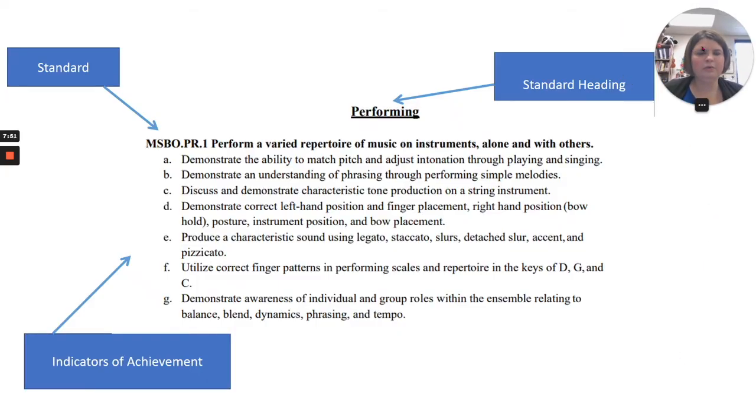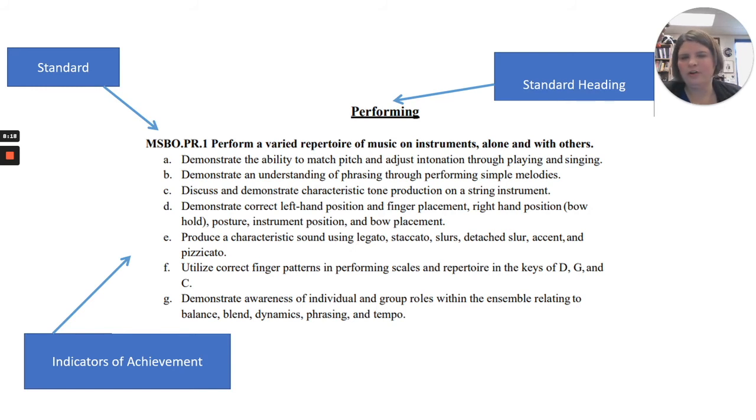So then also we're going to look in a little more detail at the actual standards. You can see the standard heading. This is the performing standard for middle school. You can see it says performing, and then the actual standard is labeled MS, which means middle school, BO, beginning orchestra, and then PR means performing, and then standard number 1. So middle school beginning orchestra performing number 1.